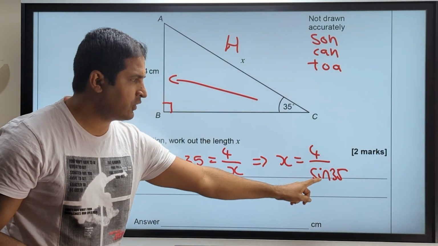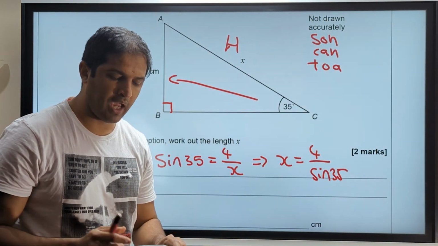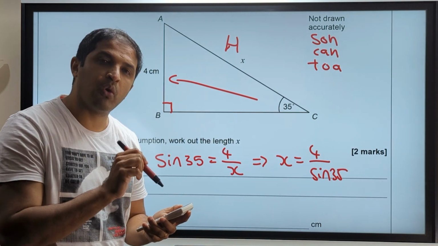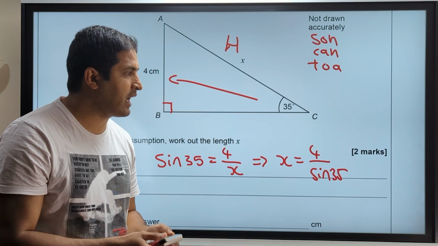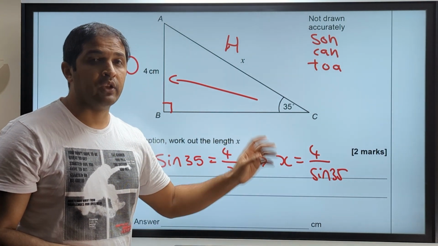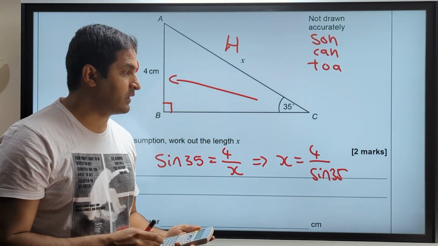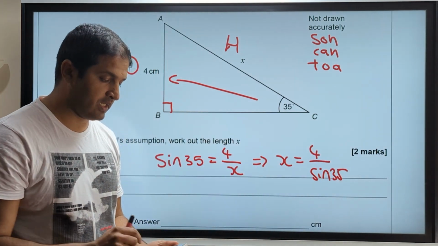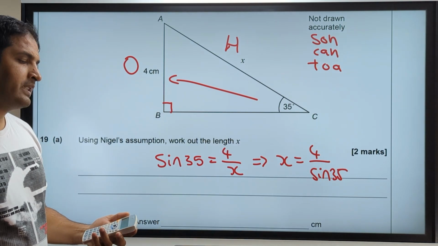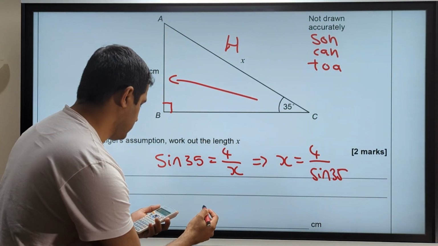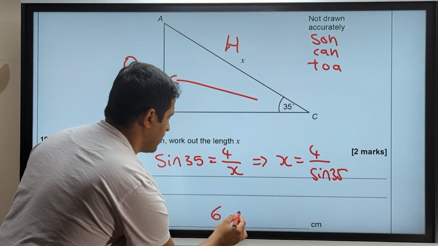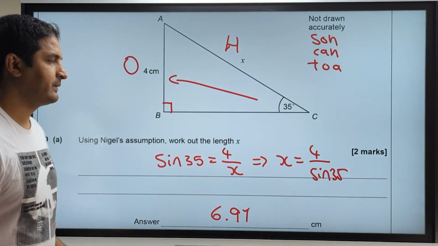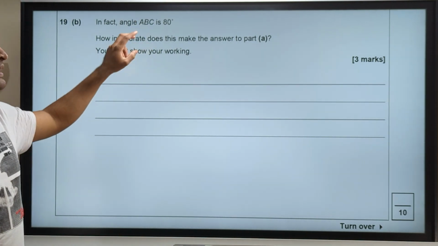Before you put that in the calculator, make sure you have your calculator in degree mode. So you should have DEG in small letters at some point on your calculator, okay? If it's not in degrees, then you can get a completely wrong answer. So that's the reason you need to show this working out. What you wrote down here is important. I get 6.97 at 2 decimal places, centimeters for X.